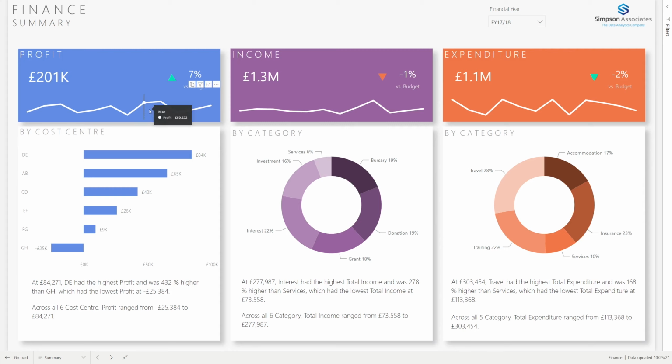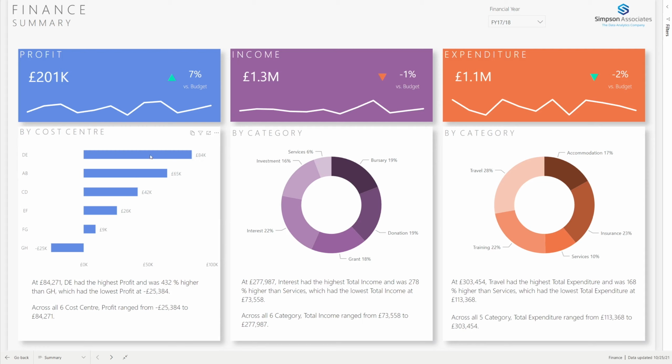So we can see, March in our financial year, we get a profit of £50,000. And we've got a little bit of conditional formatting on these arrows as well, a little orange or green to show us whether it was a positive thing or a negative thing. Now, further down the page, we have further analysis by either cost center or category.